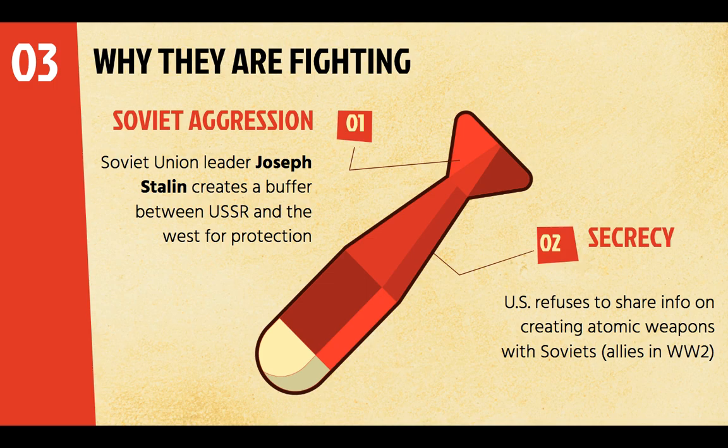It makes us nervous. And the second reason I call secrecy, because we were allies with the Soviets in World War II. And the United States at this time, we've created a lot of amazing technology and scientific advances. One of those things is creating atomic weapons, nuclear weapons, and we have the recipe, the secret sauce, and we refuse to share it. We're not quite comfortable giving that away.